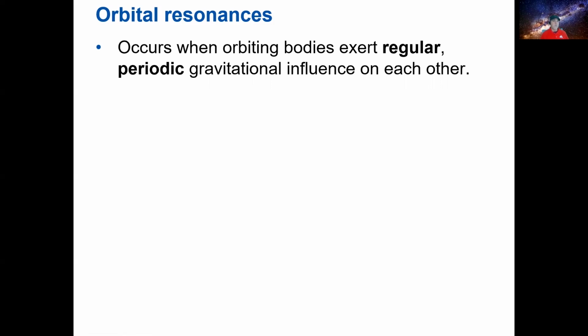Another example of gravitational interactions are orbital resonances. They occur when orbiting bodies exert regular, periodic gravitational influence on each other, usually because their orbital periods are related by a ratio of small integers. Most commonly, this relationship is found for a pair of objects.